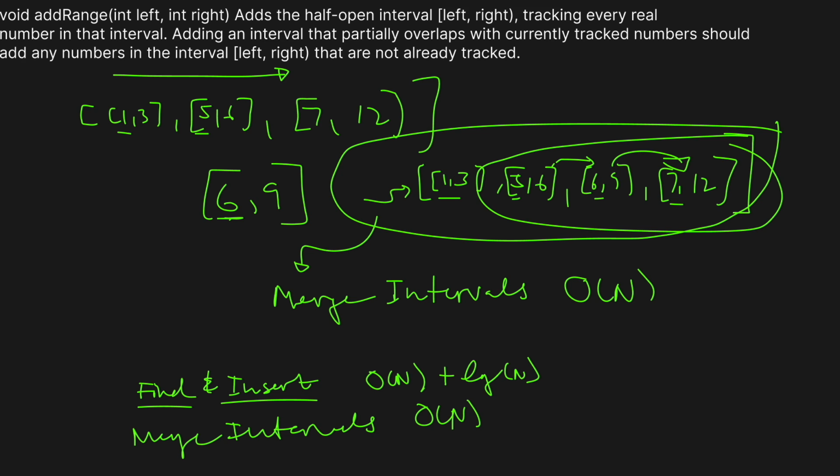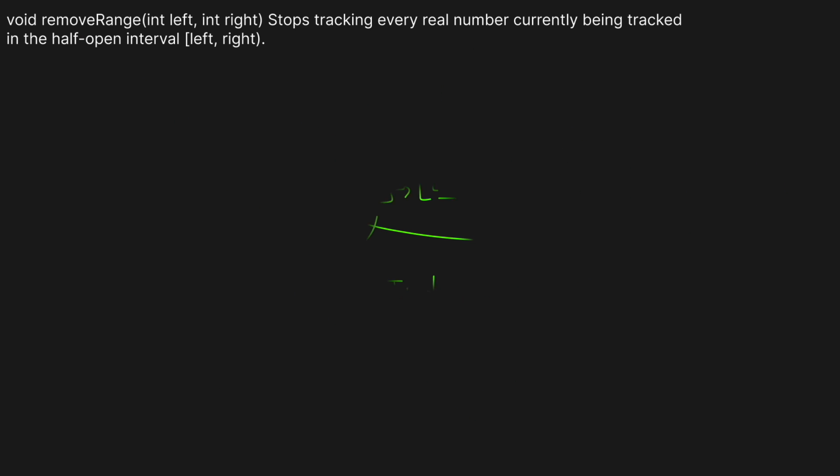Now let's think about how we actually want to remove a range. In this case, there are actually 4 possible paths that we could take. So let's go through them one by one. The first case is where the range is greater than an interval. What we're going to do is go over our intervals from left to right and check which ones we need to remove.